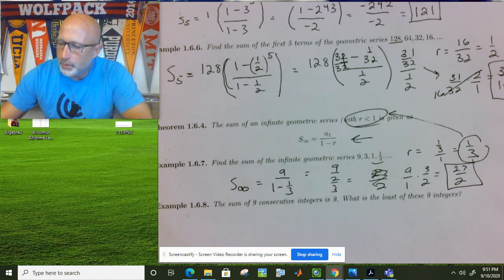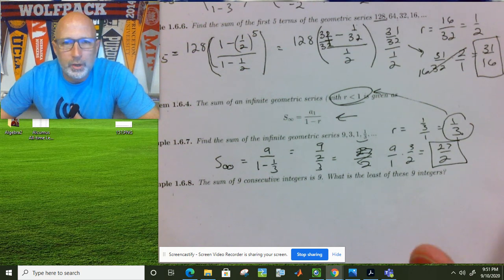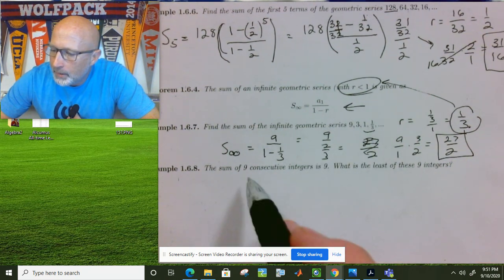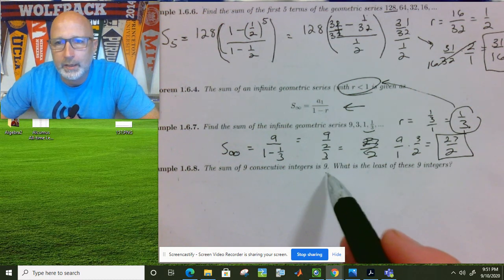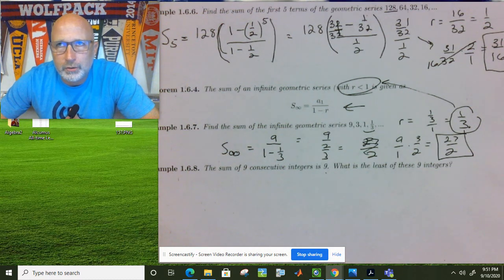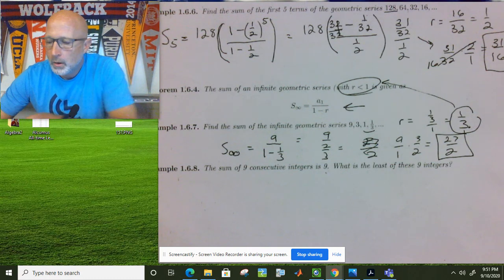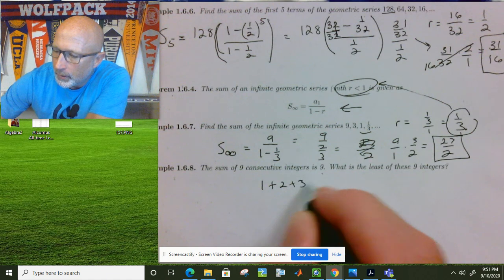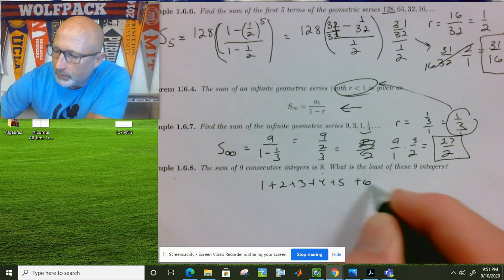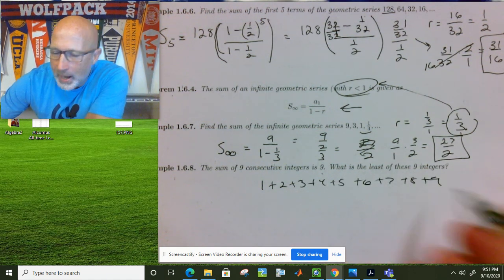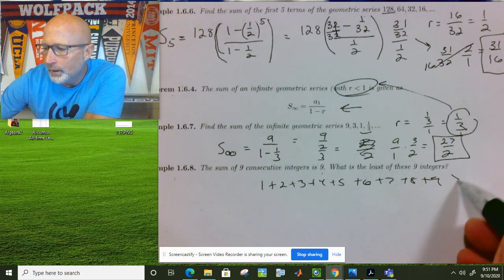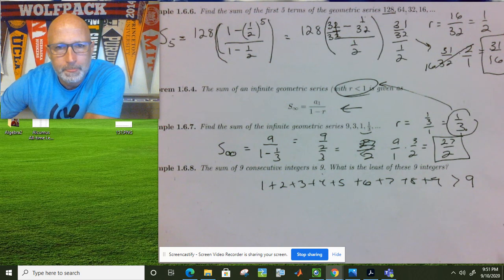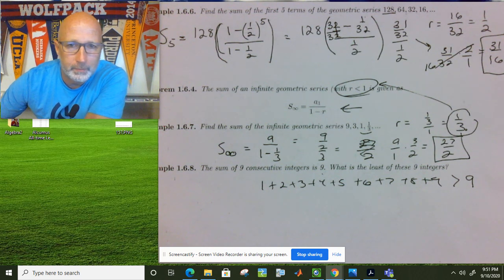Okay, challenge question time. And you are going to have a question that's kind of a challenge question on your quiz today. Okay, so the sum of 9 consecutive integers is 9. What is the least of these integers? Well, think about that. If you took the first 9 numbers, 1 plus 2 plus 3 plus 4 plus 5 plus 6 plus 7 plus 8 plus 9, that's clearly going to be greater than 9, right? So I need to back it off a little bit, okay?